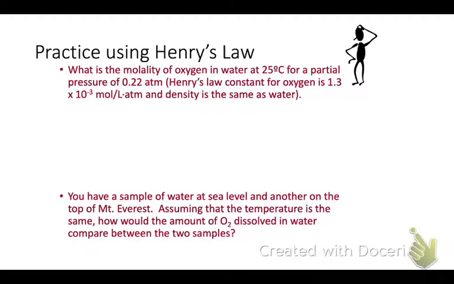Oxygen at sea level has a certain pressure above water, and oxygen at the top of Mount Everest, which is really high, will have a certain pressure. The pressure is going to be way less when you are highly elevated at the top of the mountain. Lower pressure, lower concentration of oxygen, lower solubility of oxygen. So at the top of the mountain, less oxygen will be in the water than it is at sea level.